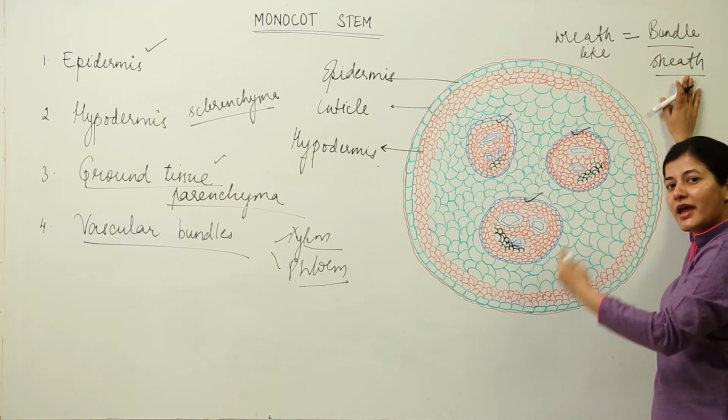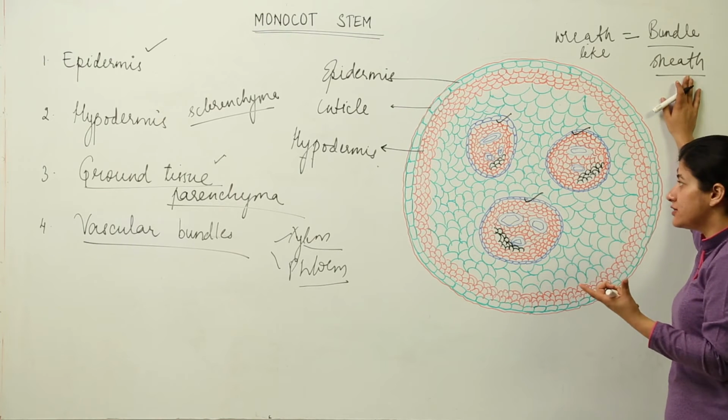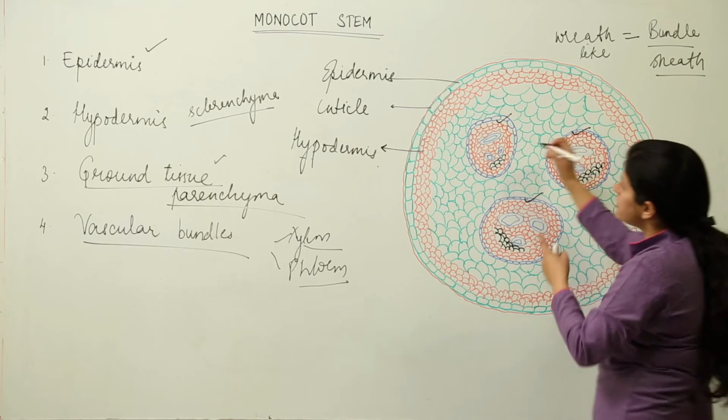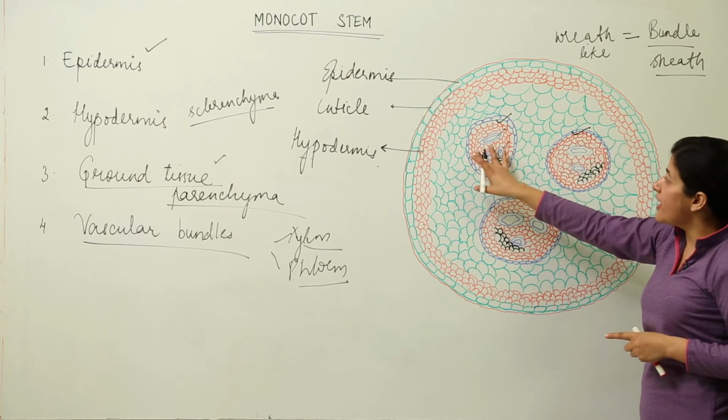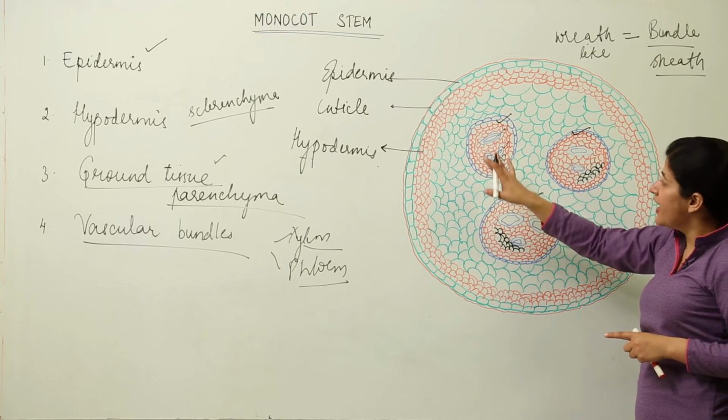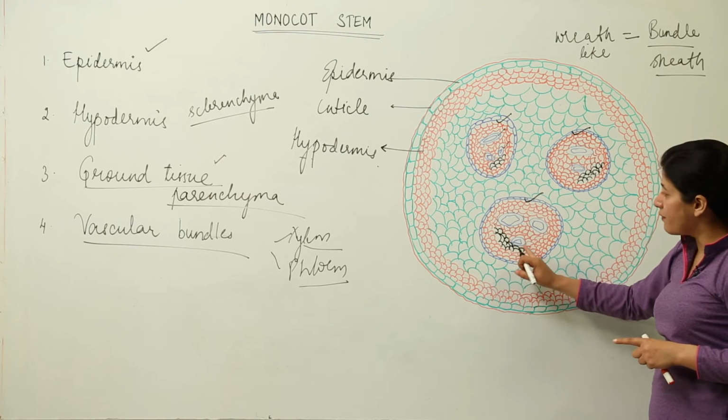Now, moving inside the bundle sheath, what lies inside the vascular bundle? We have this part, this tube-like part that I have represented with blue color, that is xylem, alright, and this is phloem, this black part is phloem.